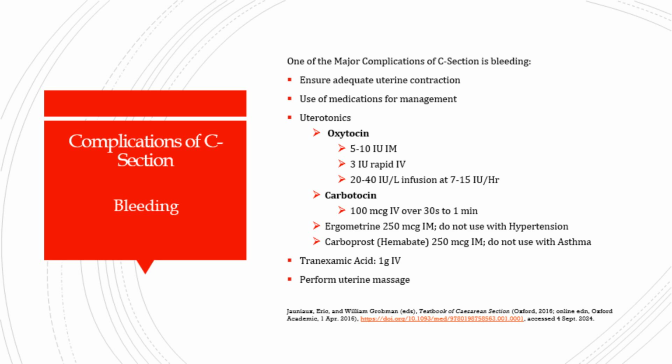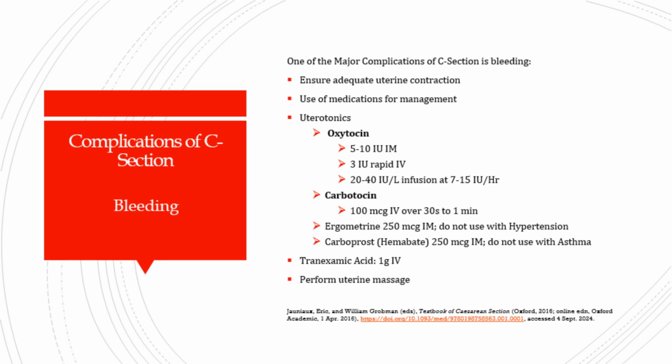Carbetocin can also be used as a common first-line uterotonic. It is more commonly used at the time of C-section in a dose of 100 micrograms IV over 30 seconds to 1 minute. Other second-line uterotonics include ergometrine, carboprost, and tranexamic acid.